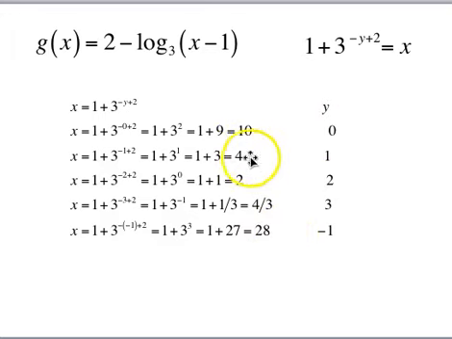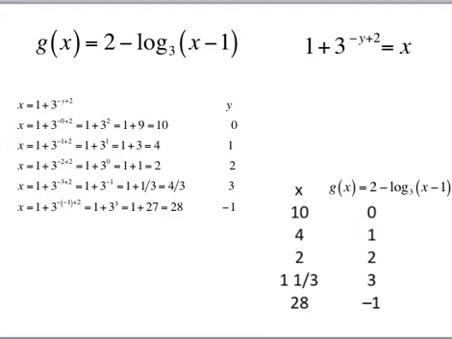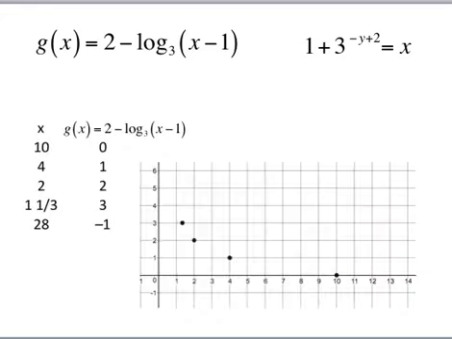X is 10, y is 0, x is 4, y is 1, x is 2, y is 2, x is 4/3, 1 1/3, y is 3, x is 28, y is -1. So there are all of our values on the table. The x value here is g of x, 2 minus log base 3 of x minus 1. So let's go ahead and graph these points and see if we can identify the behavior.